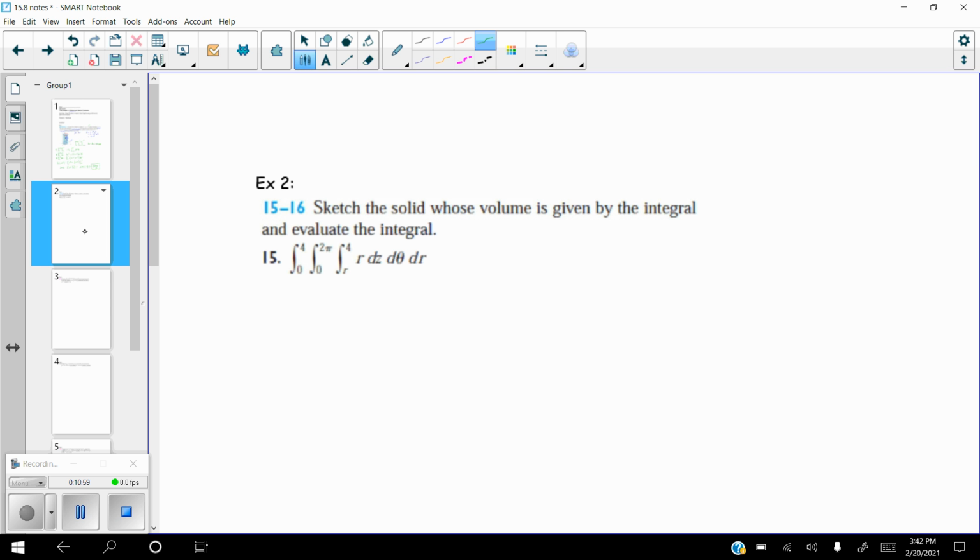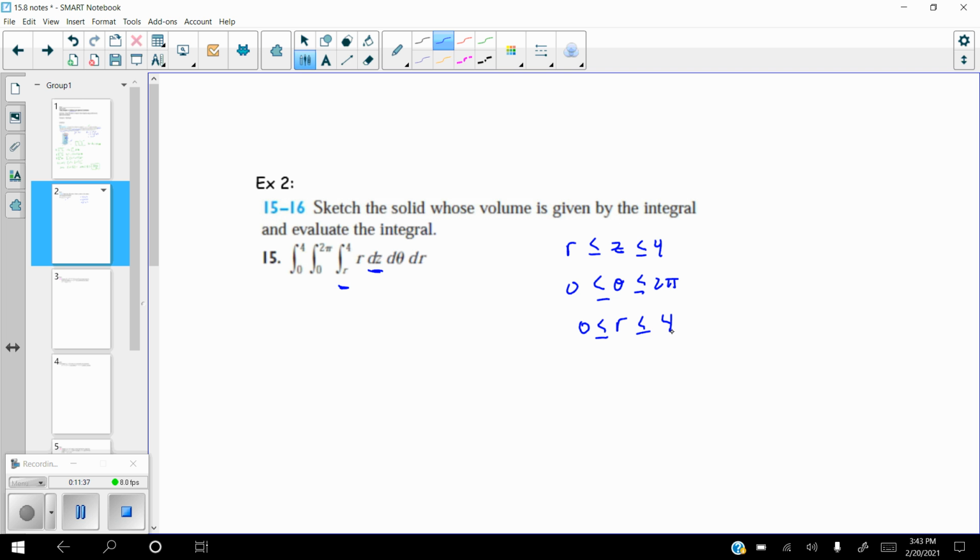But let's see, it wants us to sketch that. So the first thing we might want to do is just go ahead and write all of our bounds out. So Z here is the innermost one. That goes with this first one right here. So Z is going to range from R to 4. Theta is the next one. So theta is going to go from 0 to 2 pi. And then they put R last, and the order of theta and R doesn't usually really matter. But R is going to range from 0 to 4.